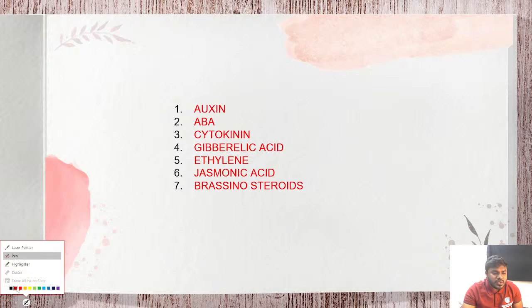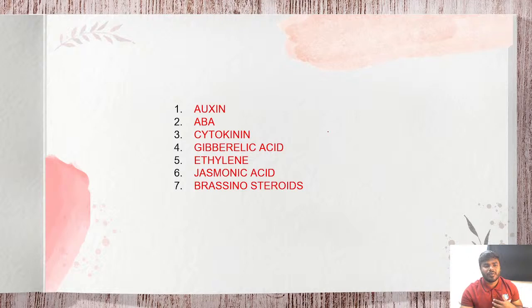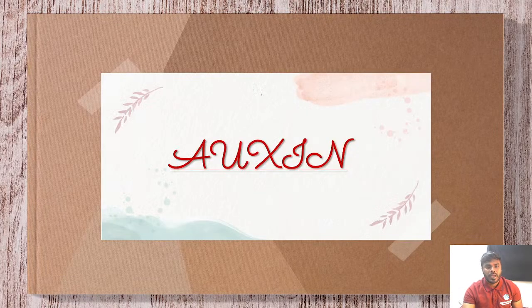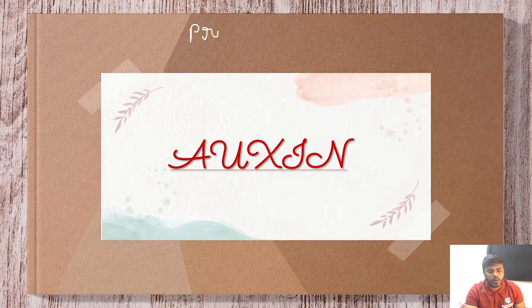Okay, based on what criteria do we categorize the hormones? First of all, pay attention, friends. We categorize the hormones into different types based exclusively on whether they are promoting the growth or inhibiting the growth. If they promote the growth, we call them growth promoters. Friends, if they inhibit the growth, we call them growth inhibitors.